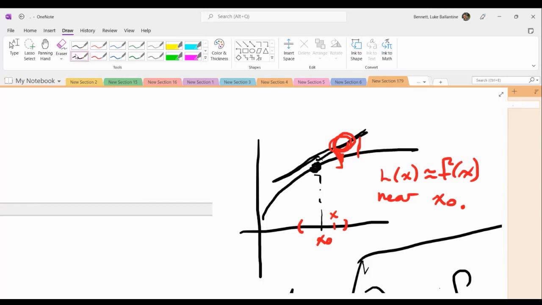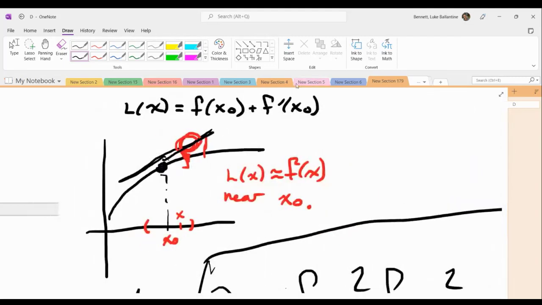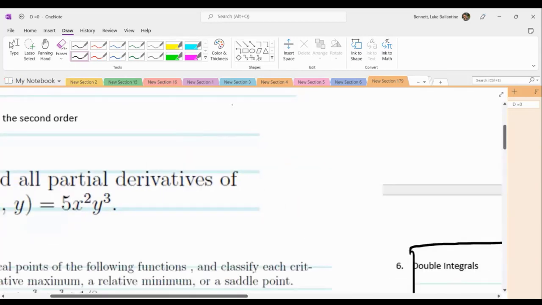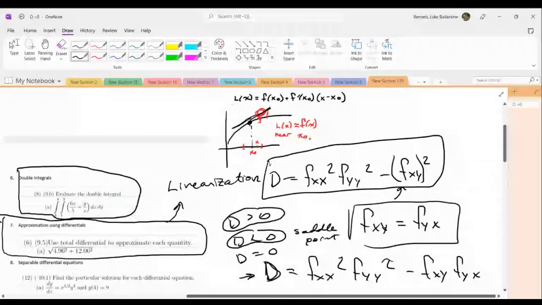And remember, the formula for L of x involved the derivative. It had f of x0. It's just a tangent line at the point, plus f prime of x0 times x minus x0. You don't need to know this right now, but this is what we're doing in multivariable now. Like this, approximate using differentials.